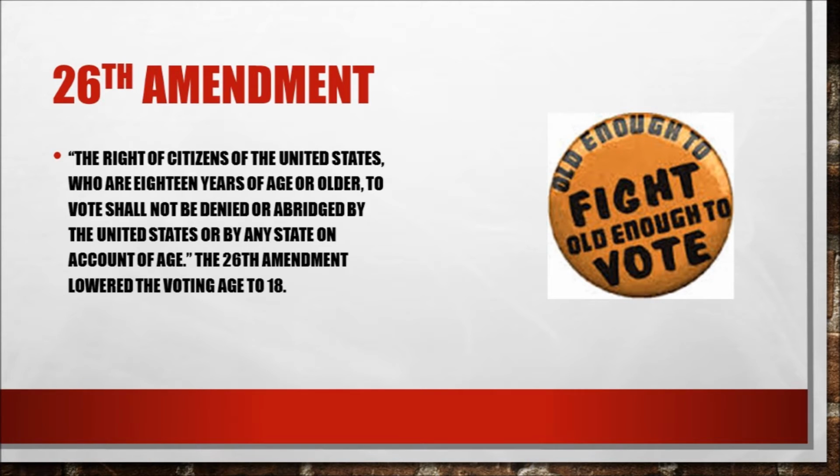Last but not least, the 26th Amendment. The 26th Amendment states, "The right of citizens of the United States who are 18 years of age or older to vote shall not be denied or abridged by the United States or by any state on account of age." The 26th Amendment lowered the voting age to 18.